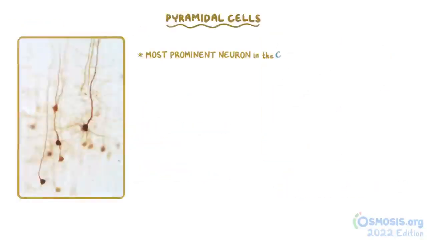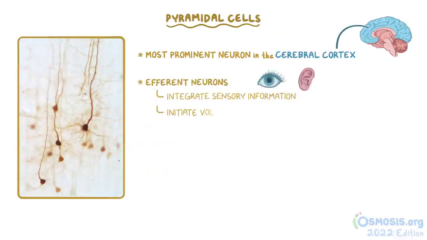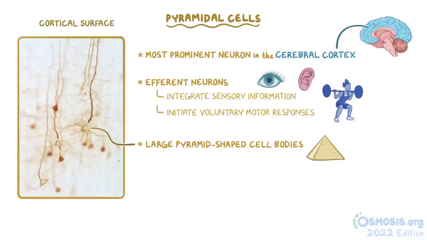The pyramidal cells are the most prominent neuron in the cerebral cortex. These efferent neurons integrate sensory information and initiate voluntary motor responses. They get their name from their large pyramid-shaped cell bodies that have an apex that points towards the cortical surface of the cortex at the top of this image. At the apex, there's a large branching dendrite that extends up toward the cortical surface.